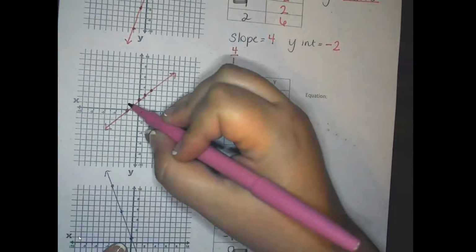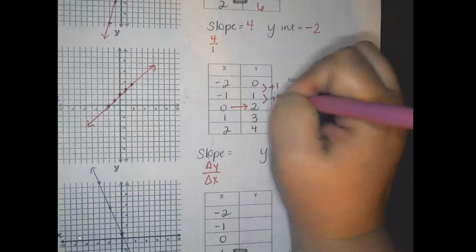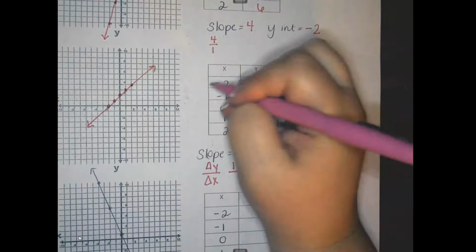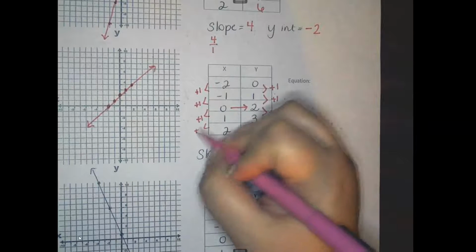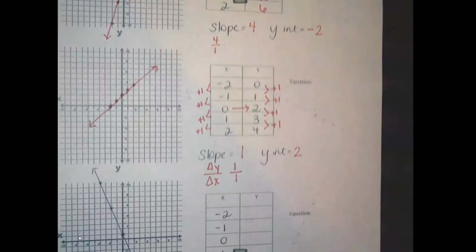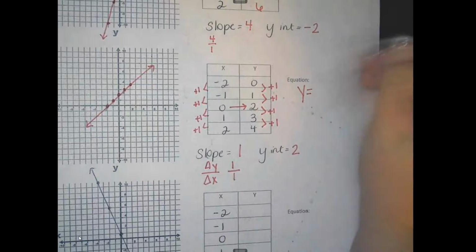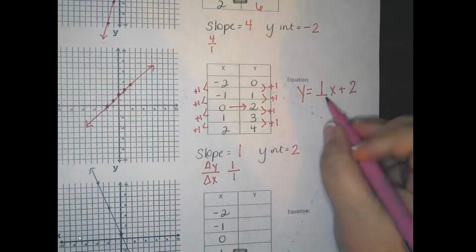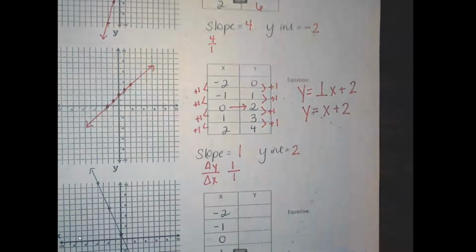And I can see a rise of 1 and a run of 1. But I can also look at my change here. These are +1, so that's my rise over my run. So my slope is just 1, because it rose 1, ran 1. So my equation is y equals blank x plus blank. So my m is 1, and my y-intercept is 2. But we don't have to have that 1 in front of that x, so it's just x plus 2.